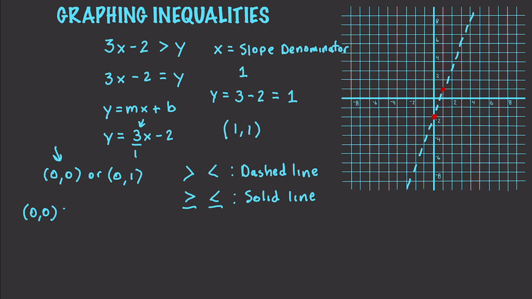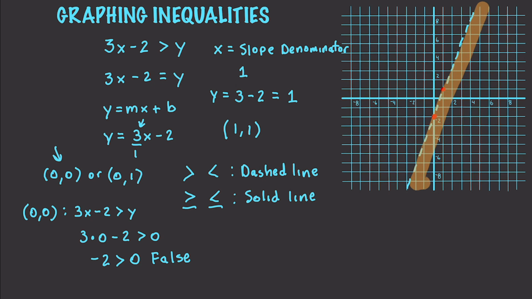And if we do this, we get 3x minus 2 greater than y. And this is going to work out to be 3 times 0 minus 2 greater than 0. And in this situation, negative 2, of course, is not greater than 0. That means that is false, which means we need to shade opposite the 0, 0 point on our graph, exactly like this. And this is how we graph inequalities.